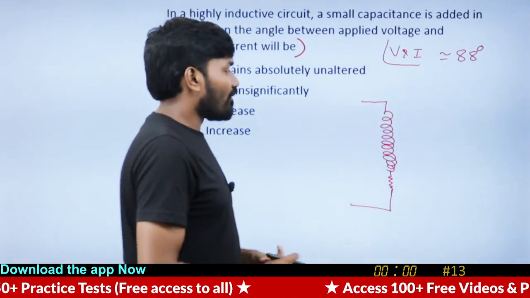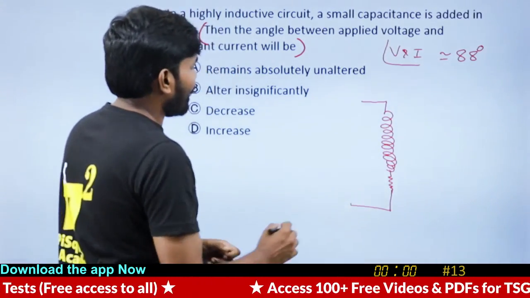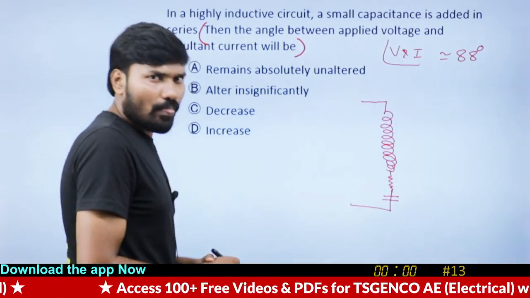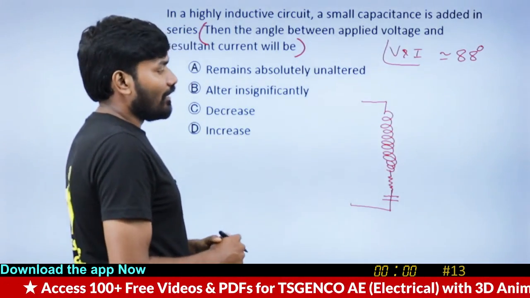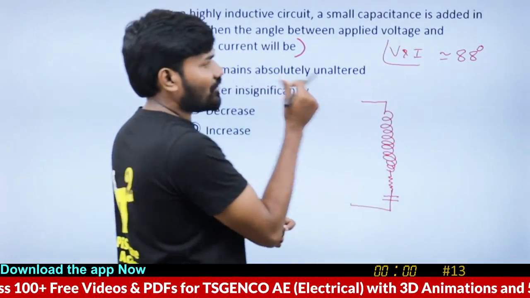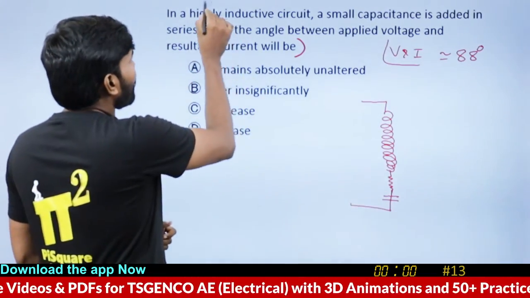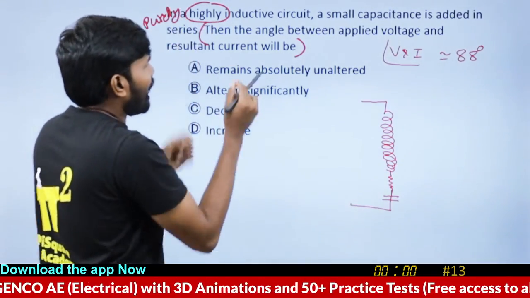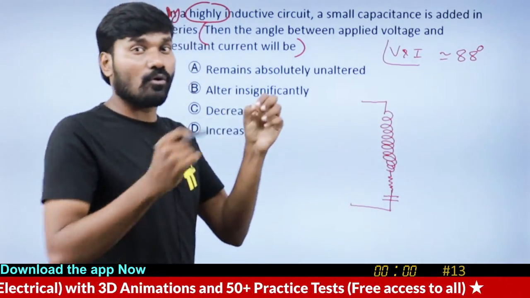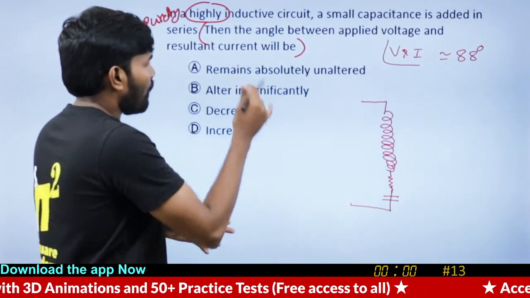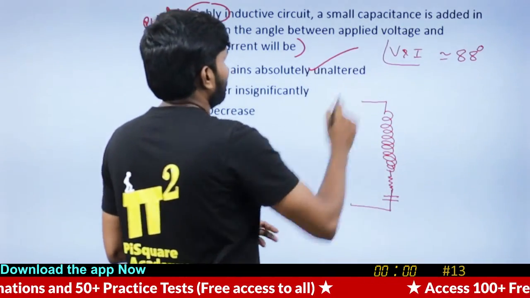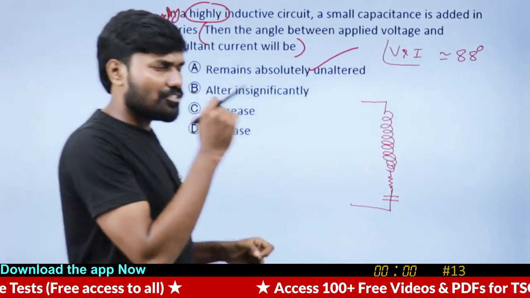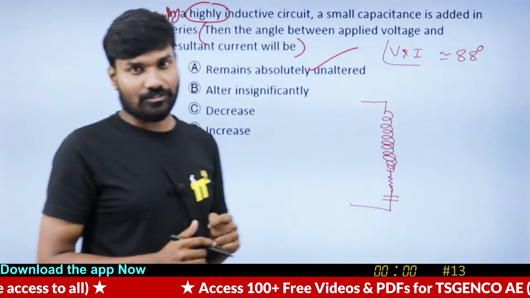Okay. Now for this kind of circuit, I'm adding a small capacitance in series. Then definitely there will be a slight change in the angle. If it is purely inductive, when you're adding a small capacitance to a purely inductive circuit, the angle will remain unaltered. But for highly inductive, there is a slight change.